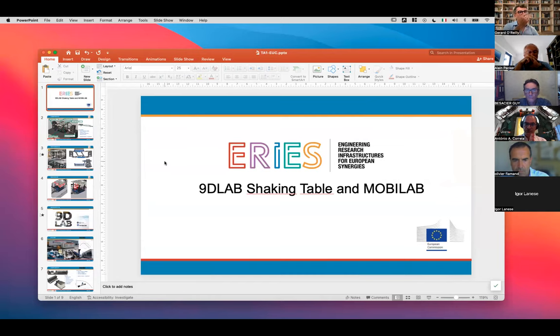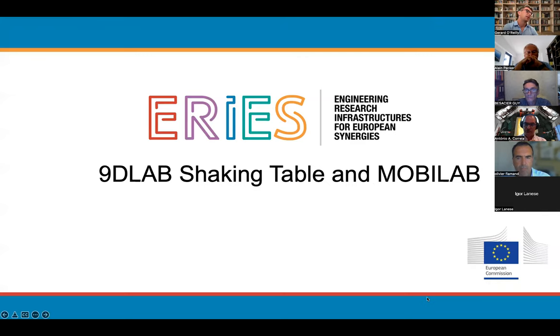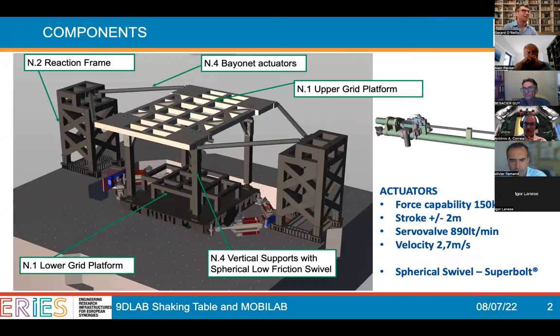So as part of the, let's say, Pavia transnational access offer, what we're talking about here is the 9D shaking lab, the 9D lab shaking table, and the mobile lab. If you look at the first one here, the 9D lab, why do we call it 9D? Well, it's not nine dimensions, it's 9 degrees of freedom.